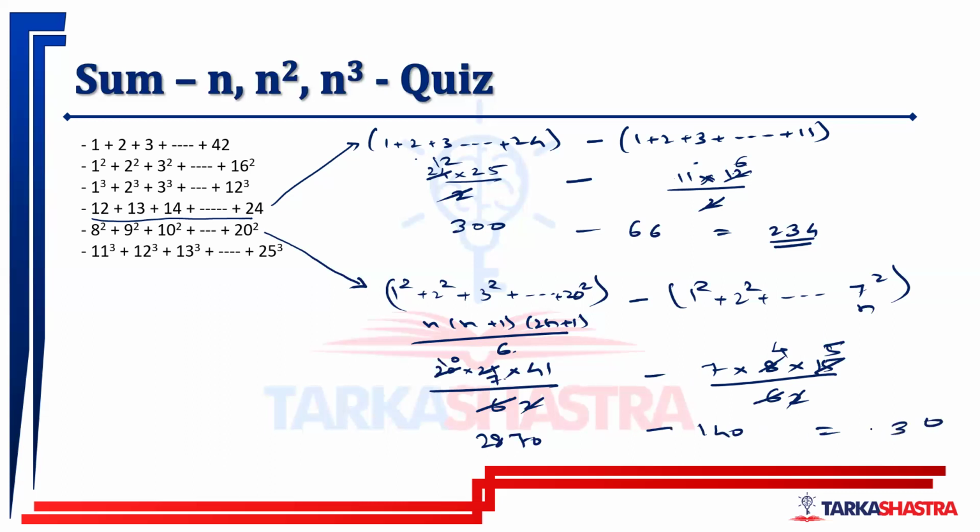This is 3. This is 7. 2730. 2730 is going to be my final answer. It is that easy. Okay. Now erasing the screen.